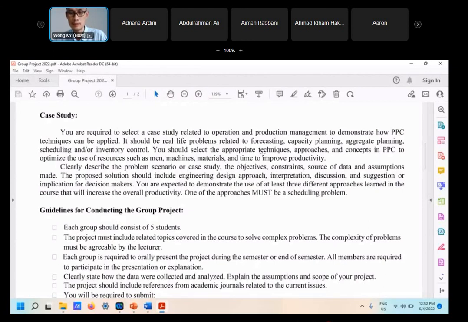For example, in capacity planning, you may demonstrate two approaches, solving two problems, and then one more is scheduling. So that will make up three. I hope you understand.